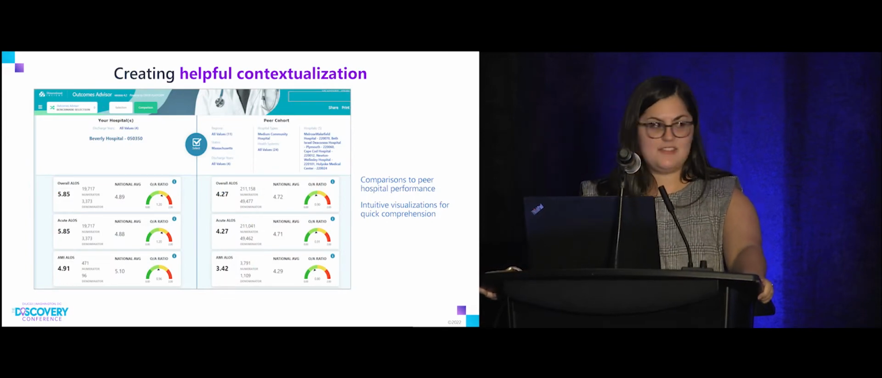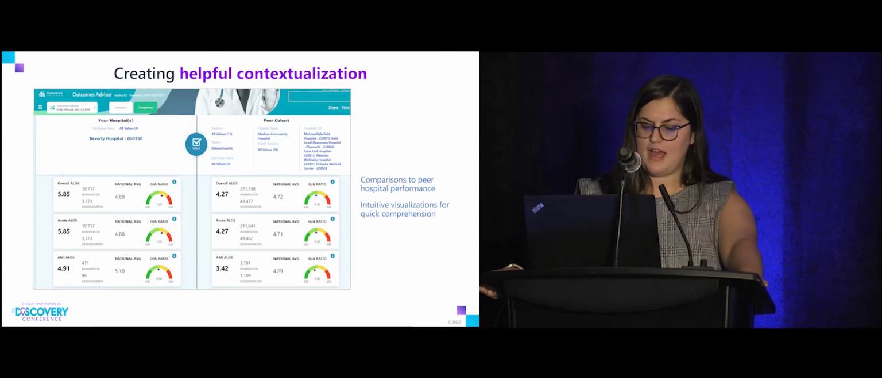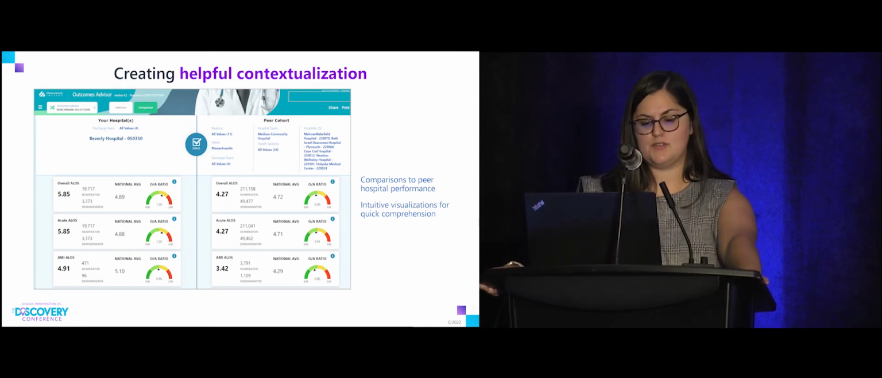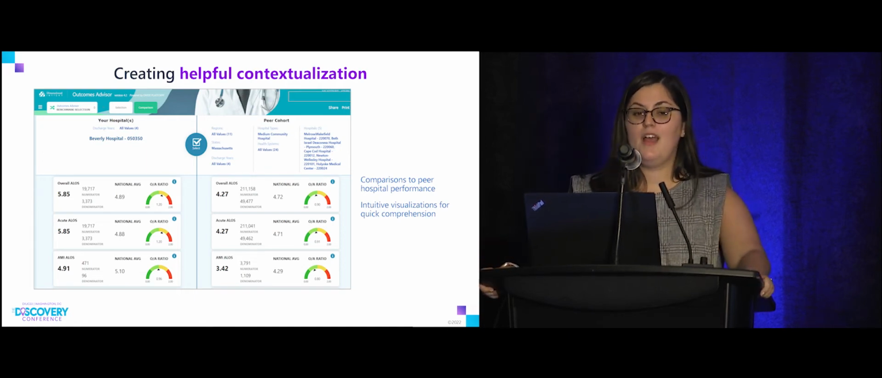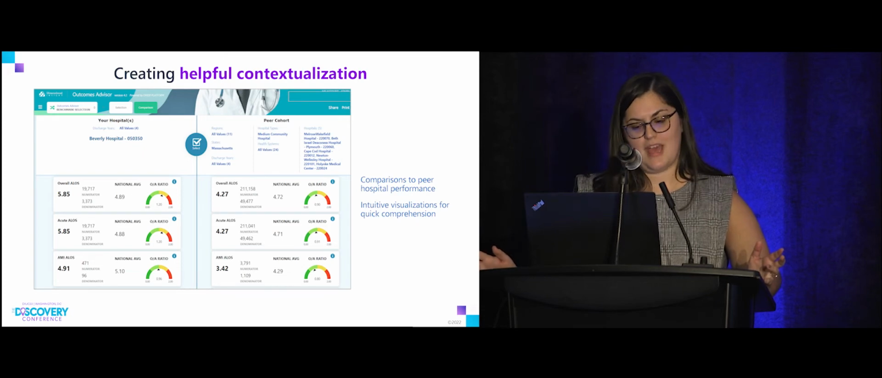Okay, so on the left-hand side, let's say that I am Beverly Hospital, and what you see on the bottom half of the left-hand side of the screen are my average length of stay measures. So here I can see numerator, denominator, what the value is, how it compares to the national average, and so forth. On the right-hand side is where the magic happens.